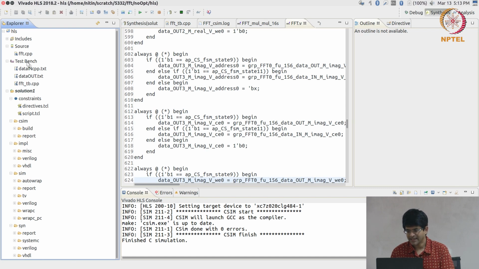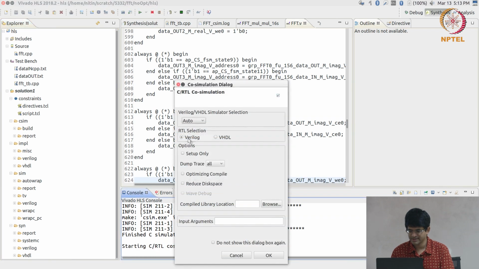That is where this whole business of C and RTL co-simulation comes into the picture. If you click on this, you can select the type of simulator you want, and you can also select which RTL, whether you want to use the Verilog or the VHDL model. It should not make any difference because both are supposed to be exactly the same code. If they ever give you a different result, then it means there is a serious bug in the compiler somewhere. So hopefully that should never happen.